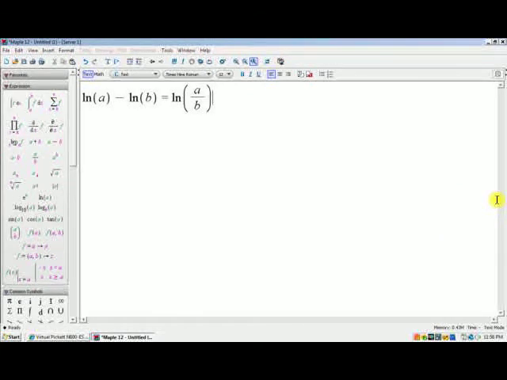Okay, let's go ahead and look at division. Just like multiplication, we had the rule that the sum of the logs is the log of the product. For division, we're going to use the rule: the difference of the logs is the log of the quotient. So log of A minus log of B is equal to log of A over B.